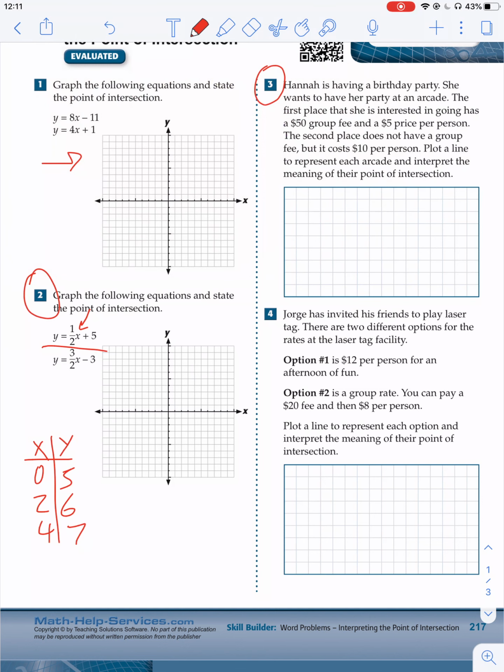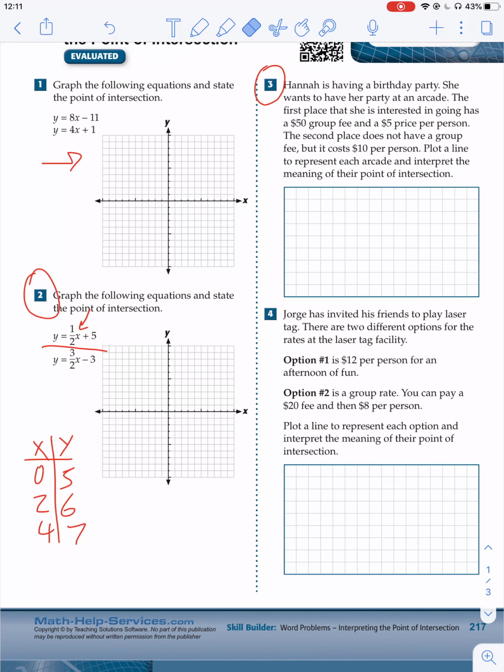Again, you only need 2 points. I'm just giving you 3. So at 0, you are at 5, so somewhere over here. And then at 2, you are at 6. So the next point will be here.